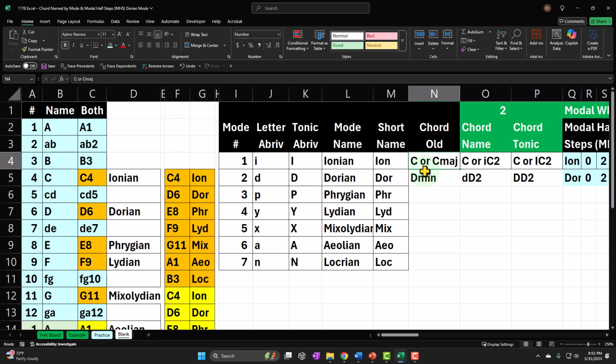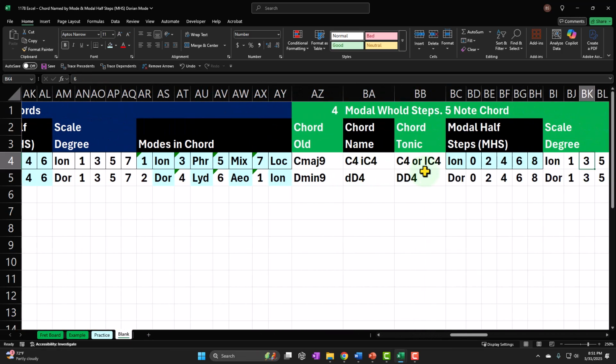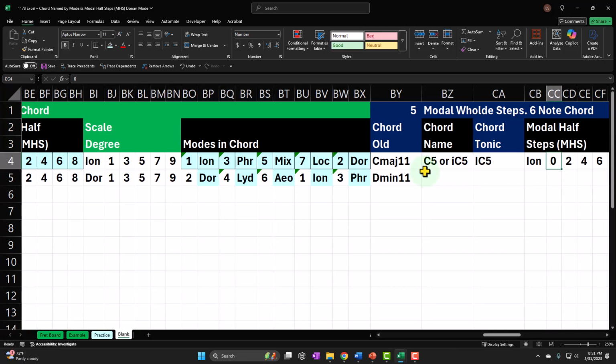But it would be easier if we just recognize that we're in Dorian. We don't have to use the scale degrees. We can just say we're going to be in a DD5, meaning it's going to start on the D note. It's going to be a Dorian chord, and we're going to have the root plus 5. In other words, a 6-note chord, 5 modal whole steps. We're on mode number 2, and you take every other mode, which will be 5 modal whole steps. So we could just call it a Dorian D5, which would be a Dorian D 6-note chord, and that's all you really need.